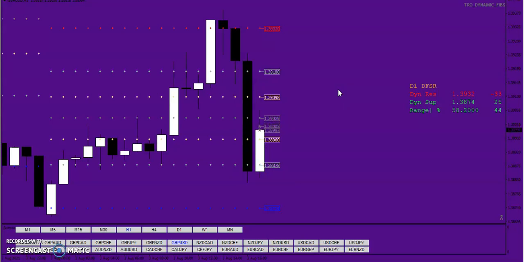So once again, using these dots for targets and entries. In this particular hour, you see it opened within that 23% range, and now it's moved back across the 38 and actually hit the 50 before it pulled back down. So that's just one way of trading.